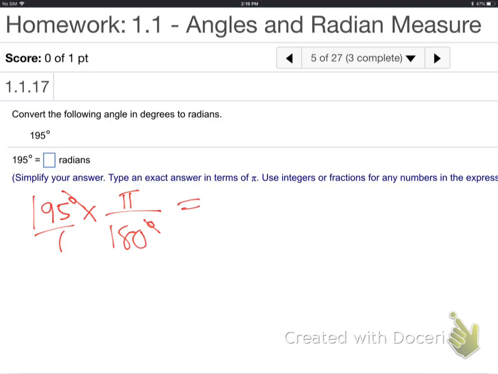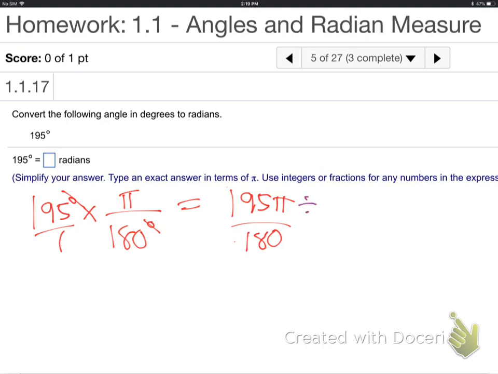Now, the 195 is over 1, really. So I'm going to go 195 pi over 180. Sorry, I'm getting a little scribbly there. Yeah, start it over there. 195. Then we've got to reduce that, huh? Is that what it is? So just use your calculator.